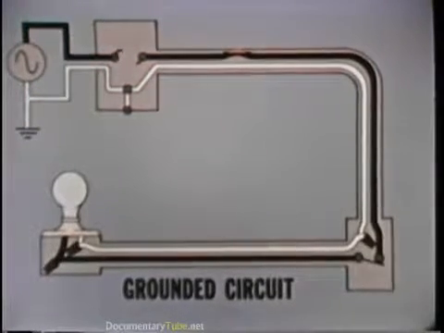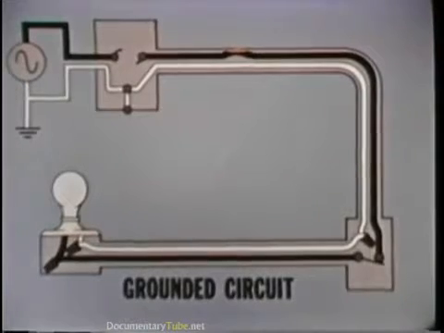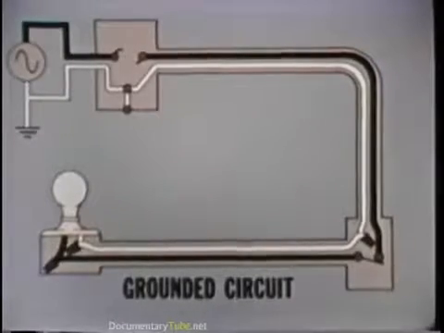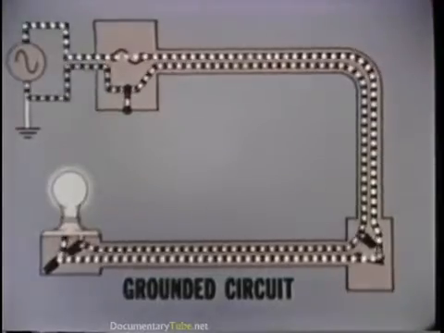To correct this condition, it is necessary to locate the undesired grounding of the hot conductor and remove it. Then, when the protective device is reset or replaced, the circuit is restored to service.